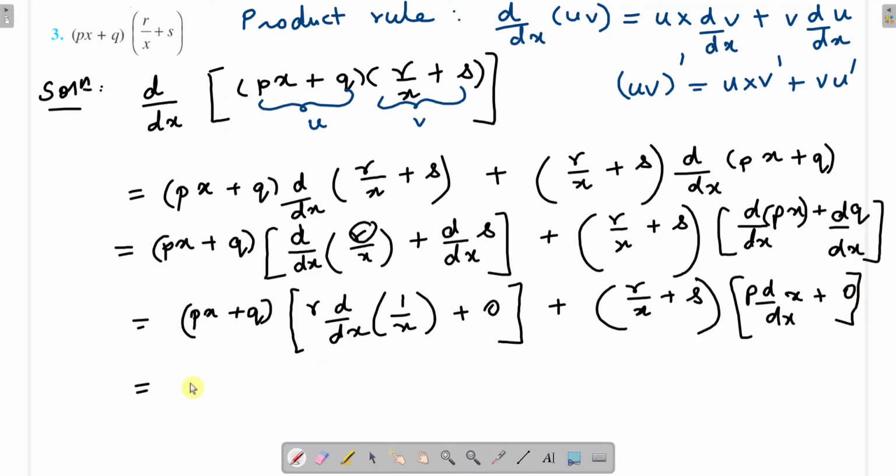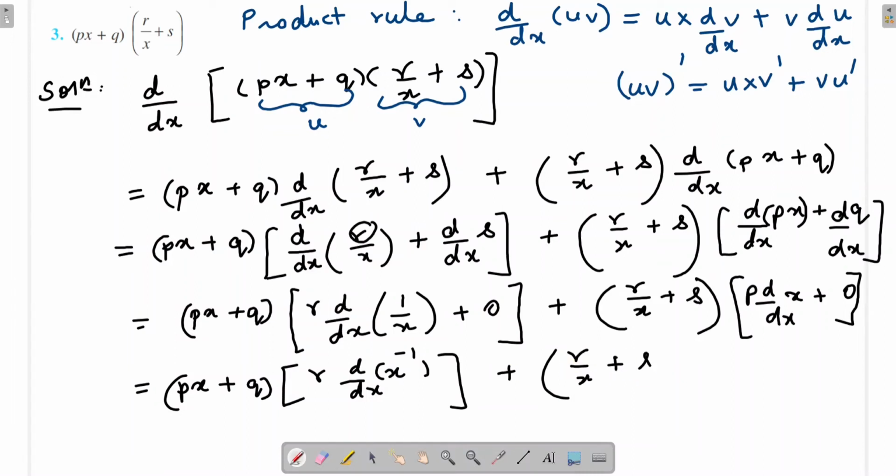Okay, so this will be equal to px plus q, and then we have r. Now derivative of 1 by x is nothing but derivative of x raised to minus 1, so we will write it like this. Okay, plus 0, then plus r by x plus s multiplied by p times the derivative of x, which is 1, you know this. Okay, and you have to know it. Because this occurs many times, the derivative of x is directly 1. Okay, you have to take it.